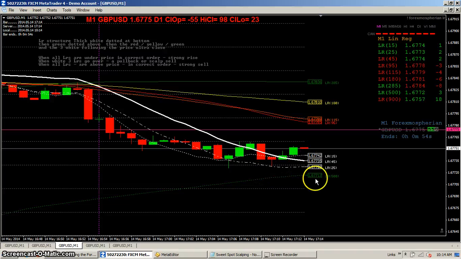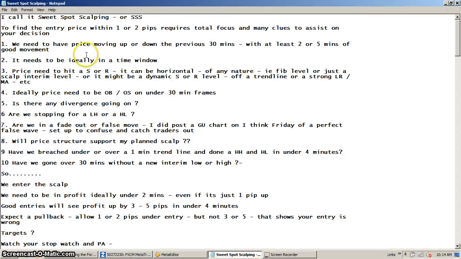because a lot of times you're going to want to rush it, and you're going to wind up seeing some drawdown. And he has very tight stops, very tight. In case you're wondering, the pink line here, that's the ask, and this is the bid. And he calls it sweet spot scalping.